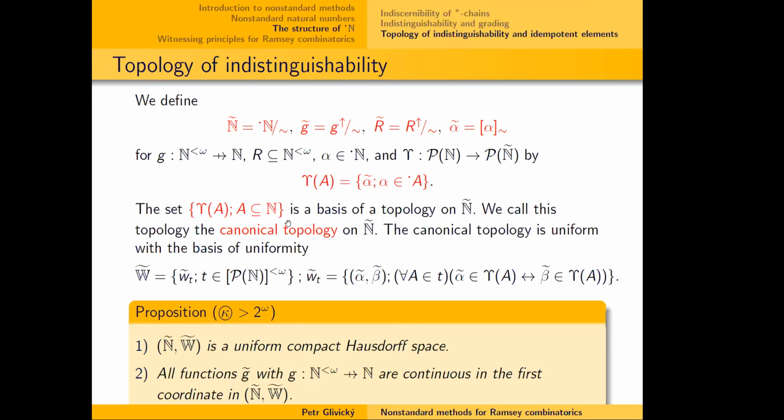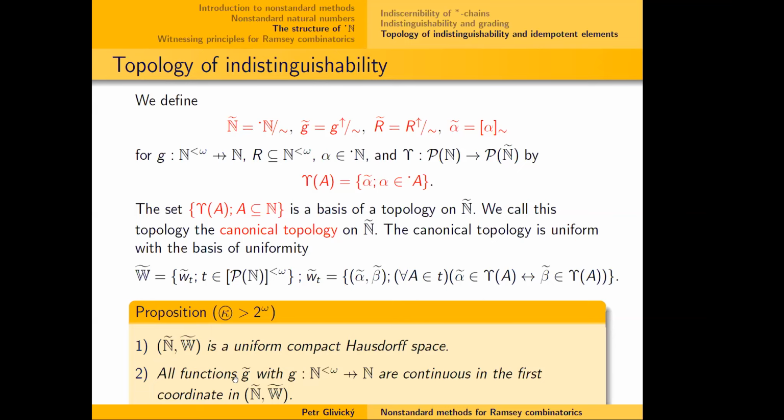So this topology actually turns out to be uniform. It's not that important how exactly the basis of uniformity looks. It's written here, but I will not read it. And not only uniform, but also compact and Hausdorff. And this is important, that it's compact and Hausdorff. So that's the statement about this topological space. It's a uniform, compact Hausdorff space.